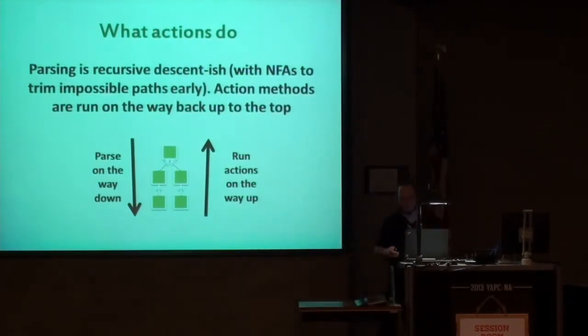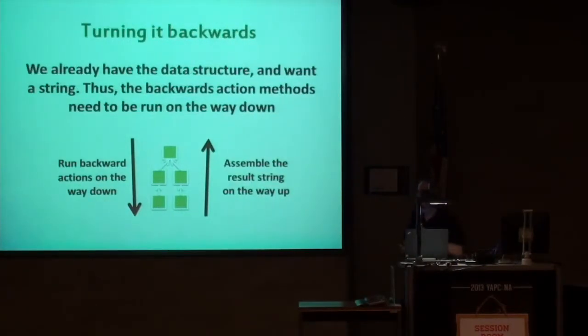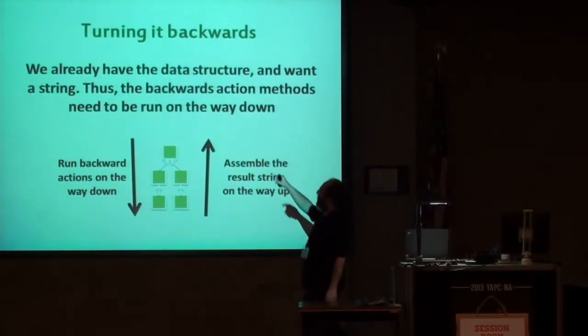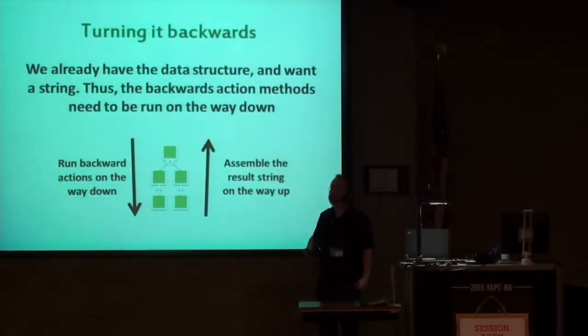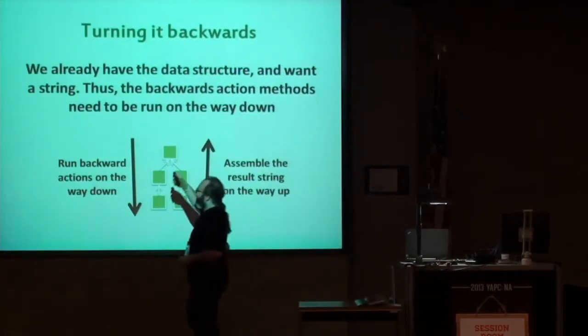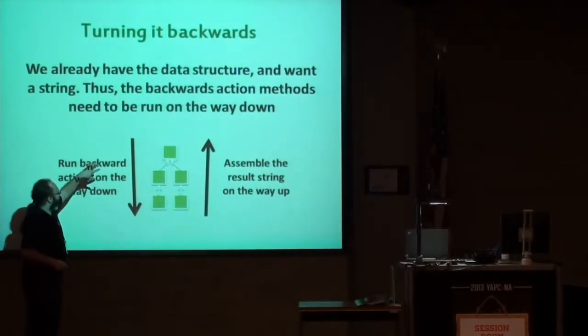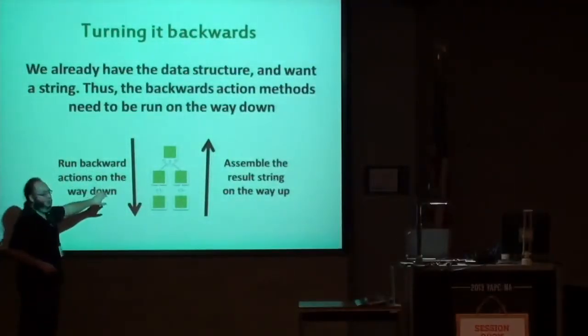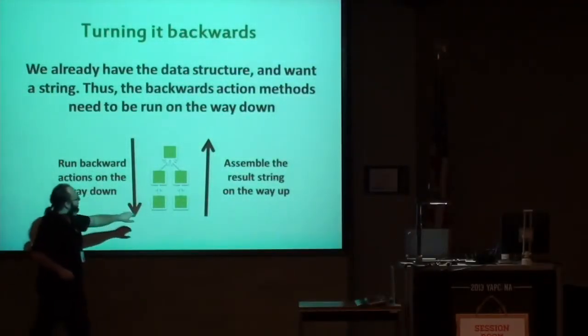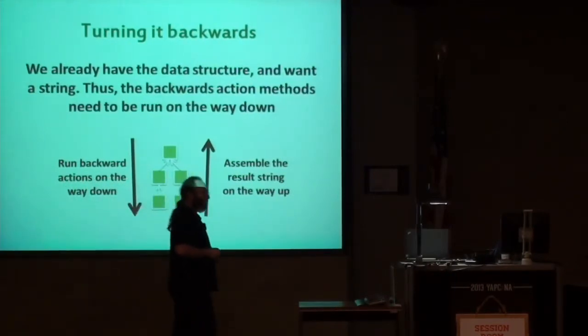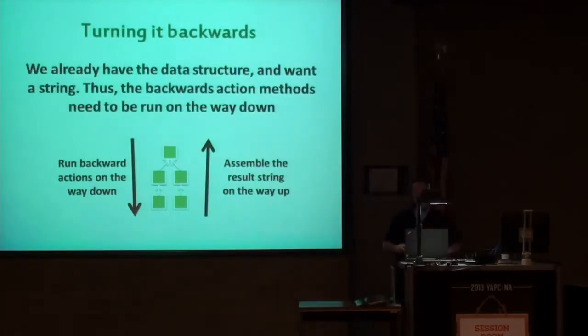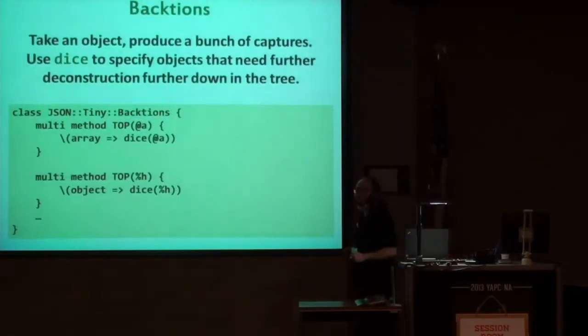So what we need is something that will go the opposite way around. So we just need to turn it backwards. We need to run something on the way down, and then assemble the string on the way up. Okay, so what we're going to be doing is running whatever we call these things as we go down and try and figure out how we're going to generate the string. And we'll be generating the string and getting the string out at the top. So basically it's just flipping the sides. So I called these things bactions.